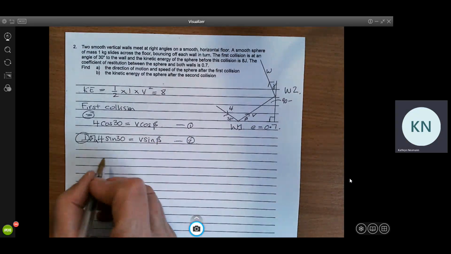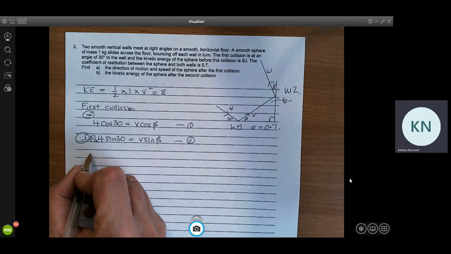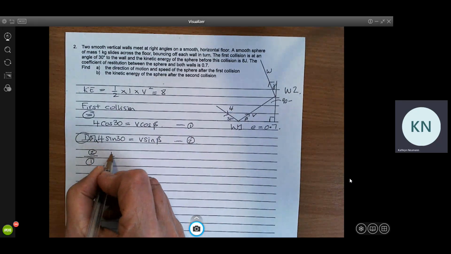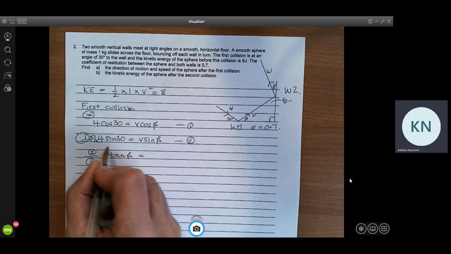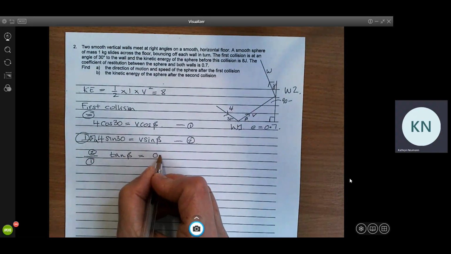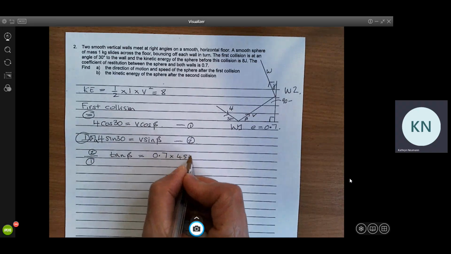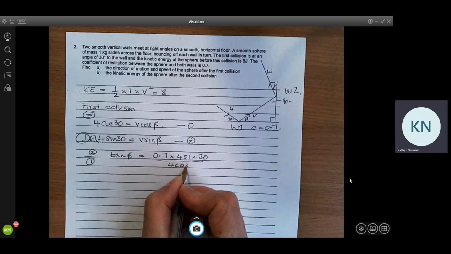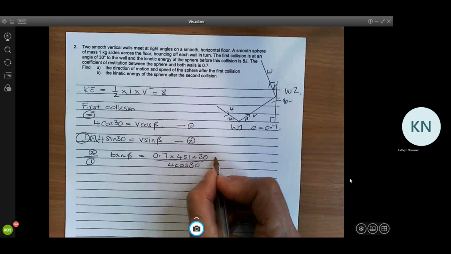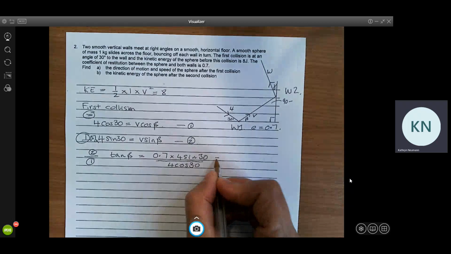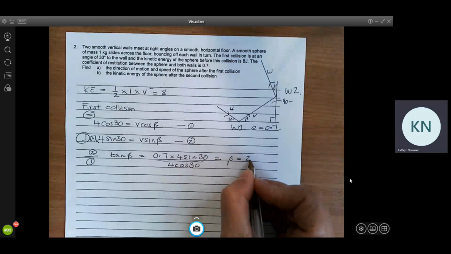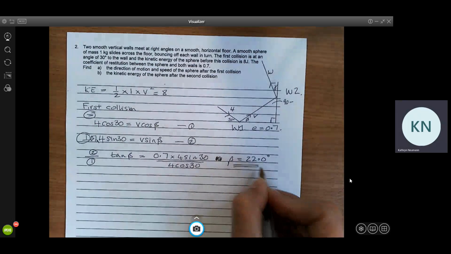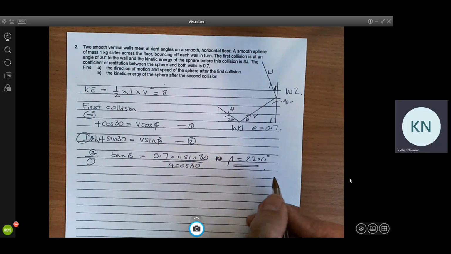So dividing those through, I get equation 2 divided by equation 1: tan of beta is equal to 0.7 times 4 sine 30 over 4 cos 30, and that gives me beta is equal to 22.0 degrees. So that's the angle that it comes off the first wall.